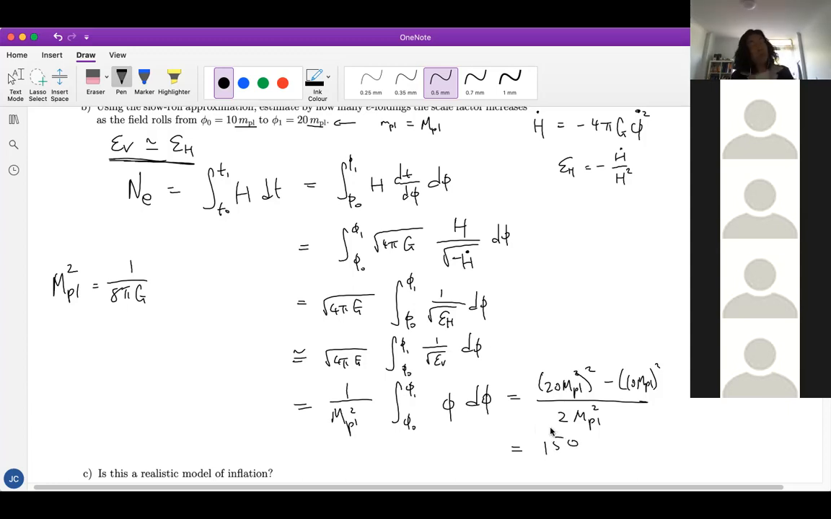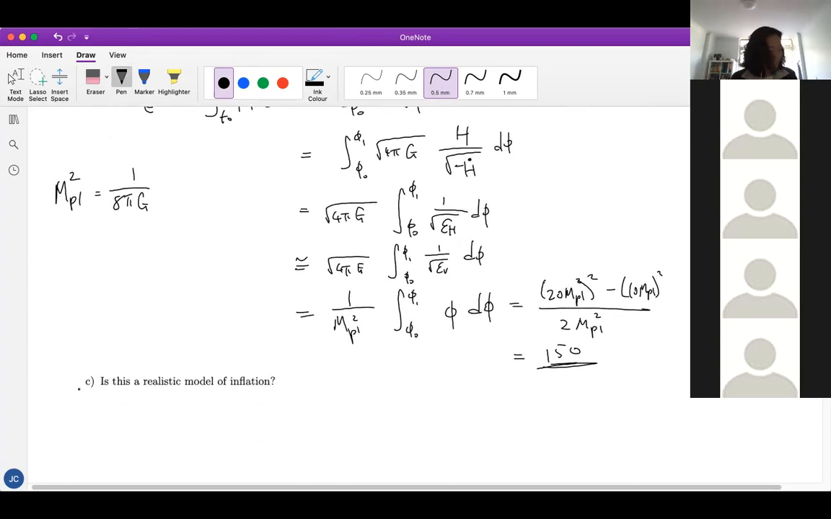I can't remember off the top of my head, but I think that's a lot. For our universe, you only need about 60 e-folds to explain the coincidence problem. So this is already a fairly exaggerated amount of inflation that's happening.